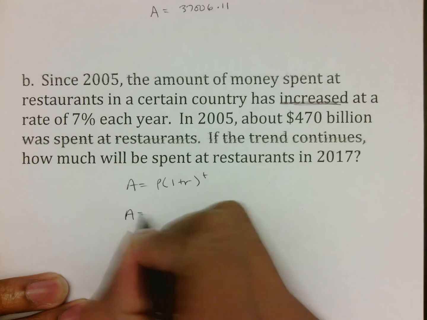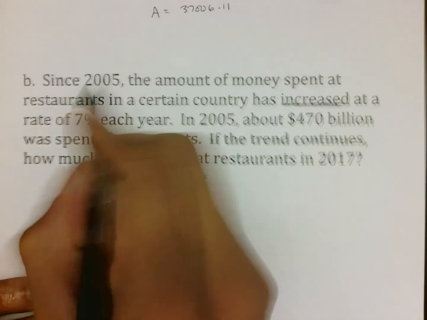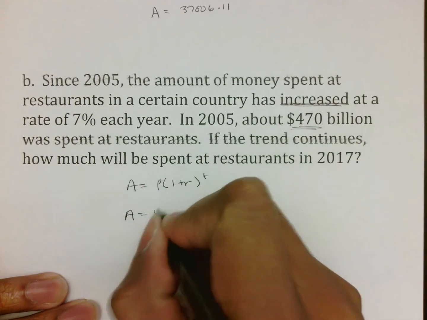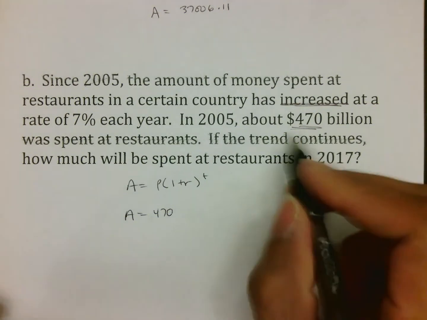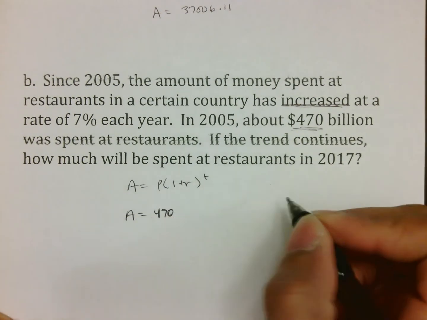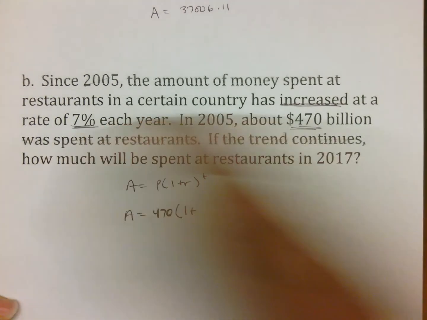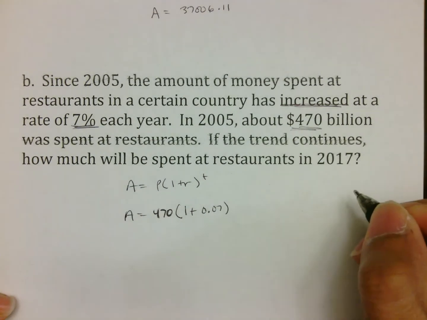The hard part again is finding your numbers. Principal will be your starting amount. We're not really caring about the 2005 part. The part we're looking at is the money. The starting amount here is 470, and we'll just use 470 even though it's 470 billion because there's no need in putting that big of a number. We understand that our answer is in billions. Parentheses 1 plus. Our interest rate that is changed is 7%. Keep in mind that is 0.07.